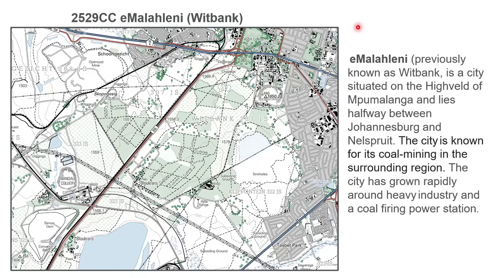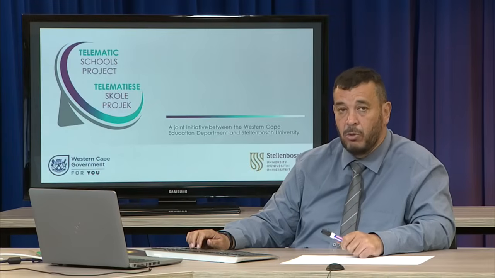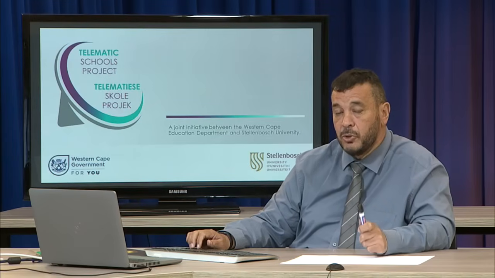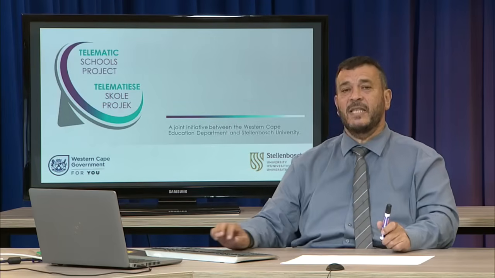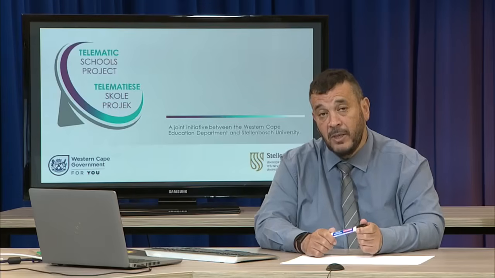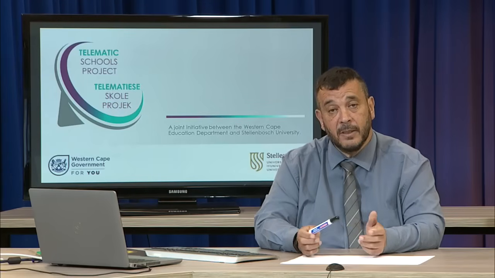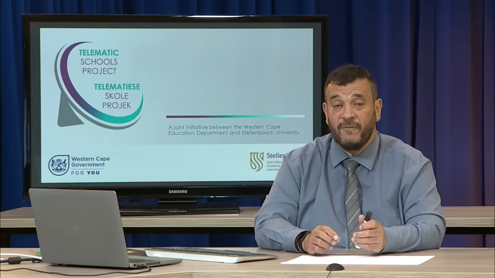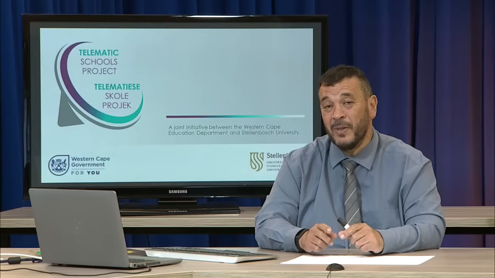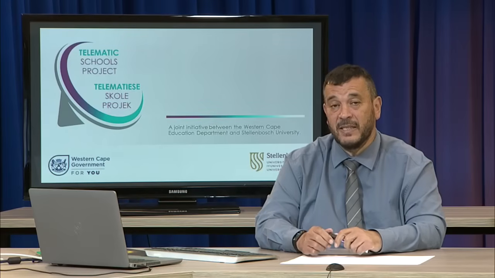And here's a map showing the Magdalene area in Witbank. It used to be called Witbank. It's a city on the high veld of Mpumalanga, sort of halfway between Johannesburg and Nelspruit. The city is known for coal mining in the surrounding region. It has grown rapidly around heavy industry. Why would there be heavy industry situated here? Because of the coal. You know that coal is used to generate electricity, and heavy industries require huge amounts of electricity. So in the area surrounding Witbank in Mpumalanga, lots of coal is mined there, and therefore it's logical that a lot of heavy industries will be found there.